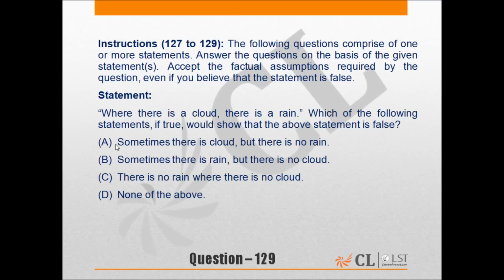Where there is a cloud, there is rain. This means every time there is a cloud, there has to be rain. So, if I know about a single case where there is a cloud but no rain, then I have clearly falsified the statement. I have clearly proved that the statement is wrong. Option A does exactly that. Sometimes there is cloud but there is no rain. Hence, this has to be the answer. This contradicts the given statement.